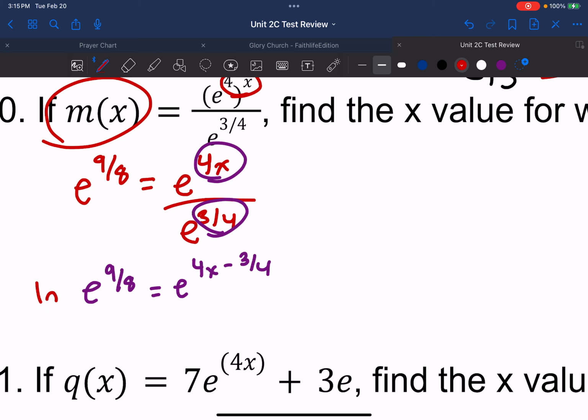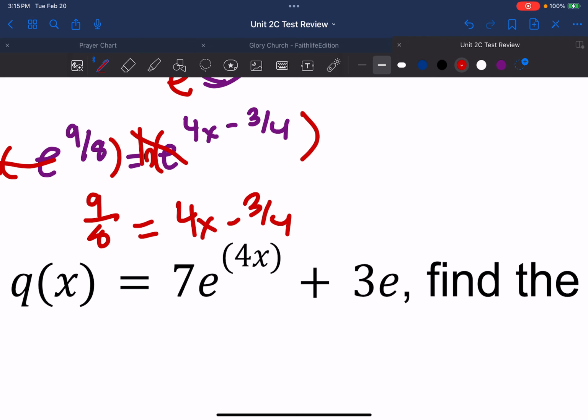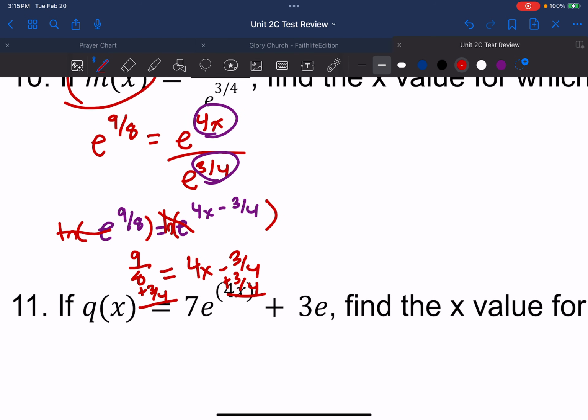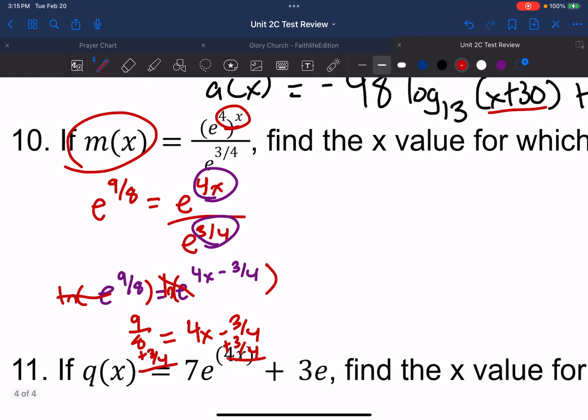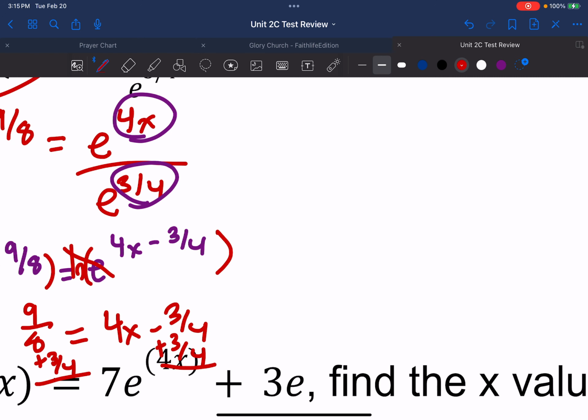Now I can do ln on both sides, because ln e, because there's no number in front, just cancels out and the exponents come down. So 9/8 equals 4x minus 3/4. So here, I'm going to add 3/4 to both sides. And then to combine this, I'm going to have 9/8 plus 3/4.